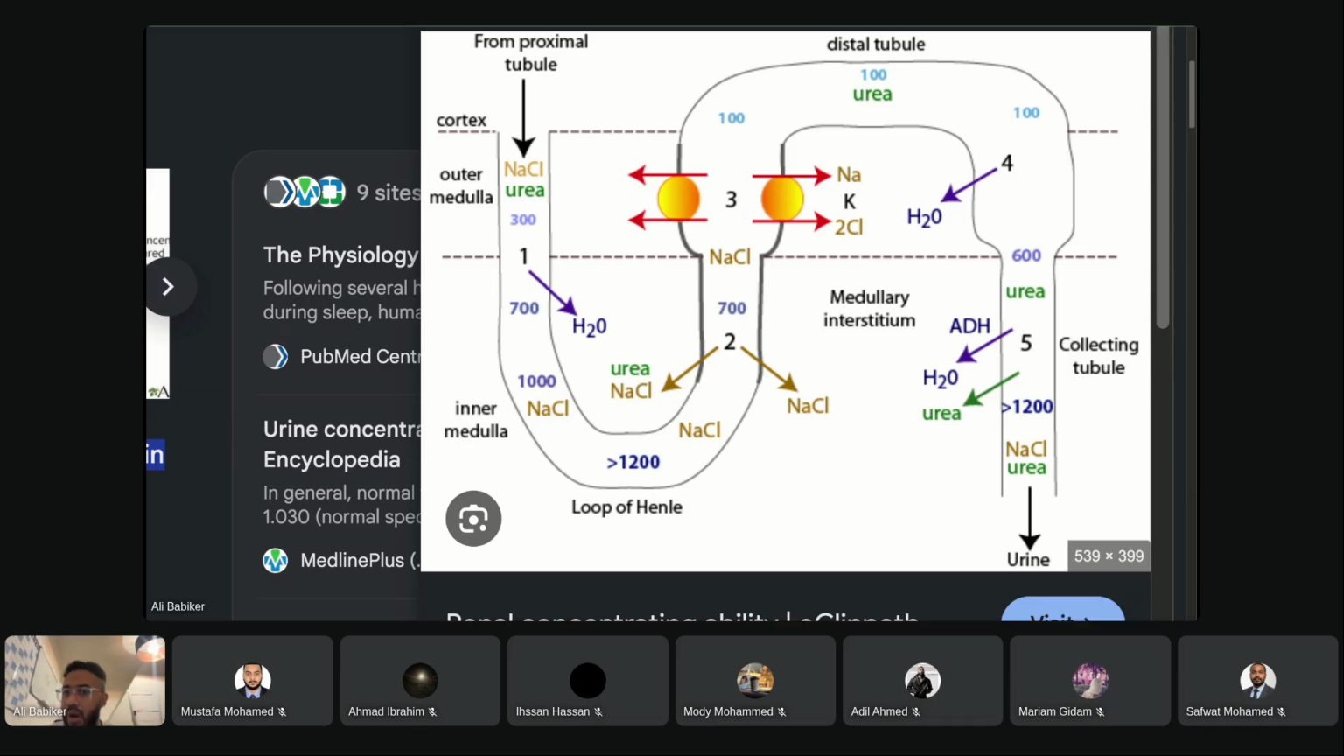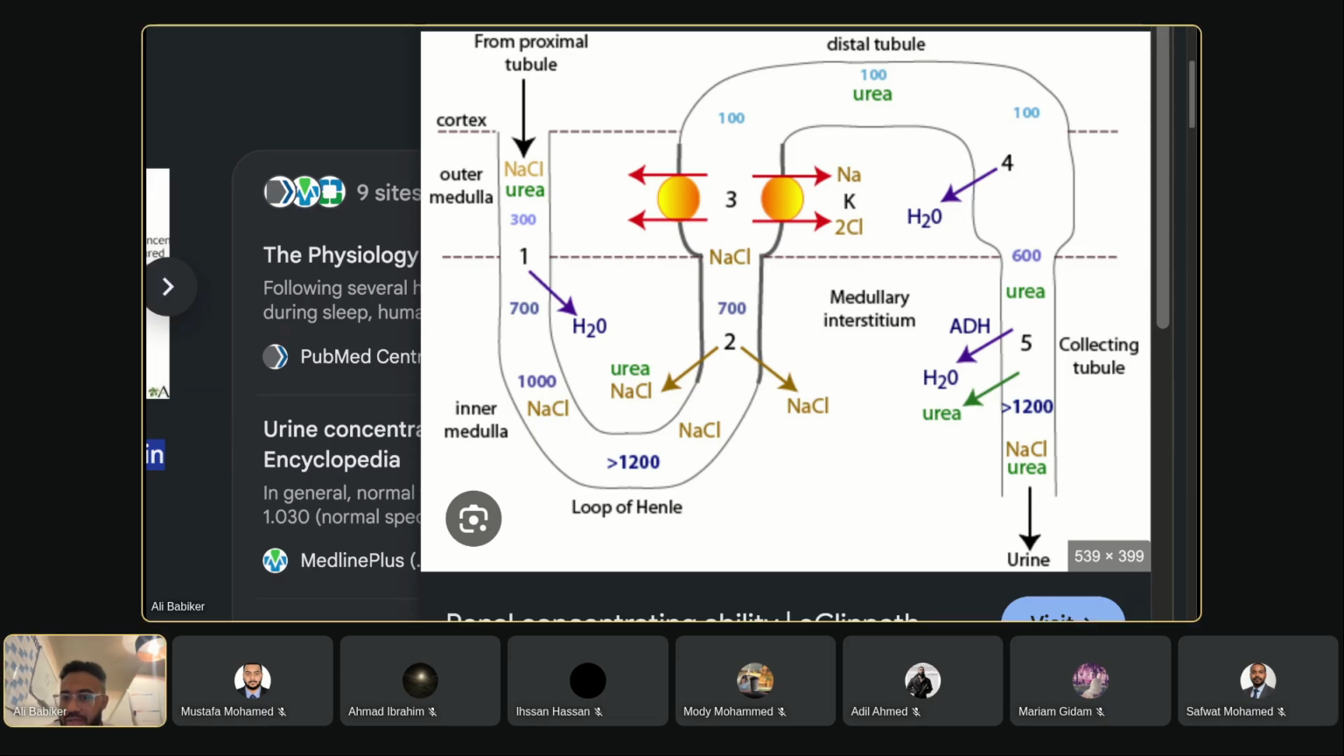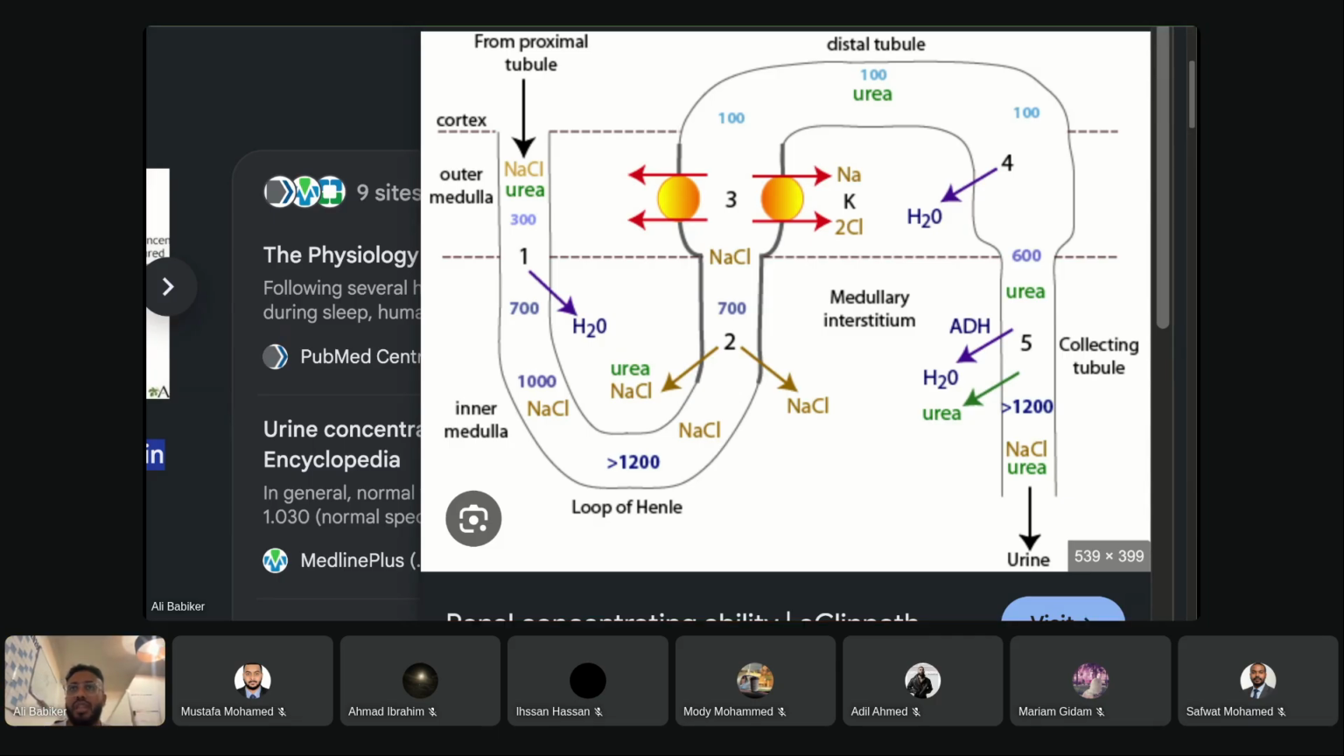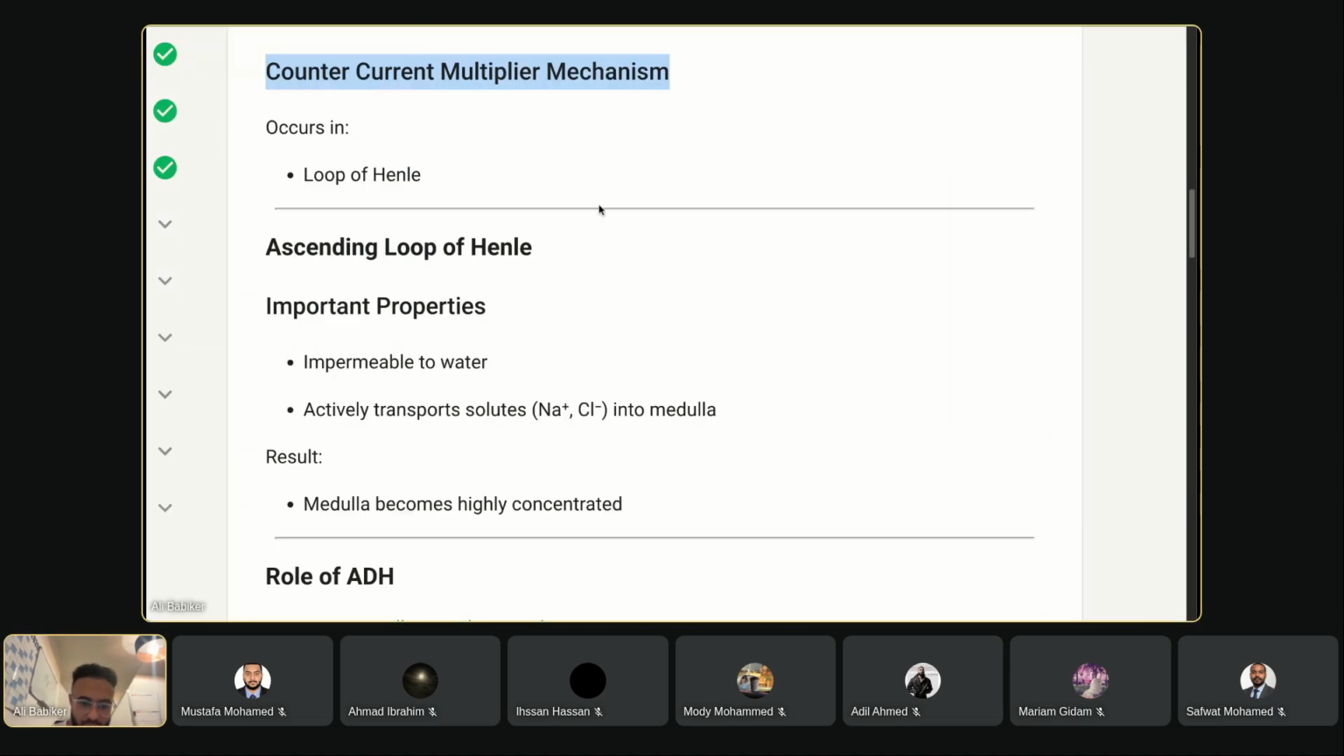And it will start to concentrate again just before leaving the body. How? Because of the effect of ADH. ADH works in the distal convoluted tubules and in the collecting tubules. The ADH will actively take the water, and this will lead to concentrated urine before it leaves the body. Okay, I'm just going to try and make it simple like that.